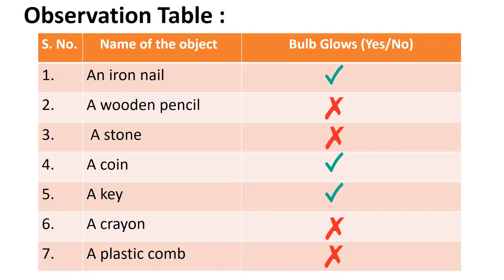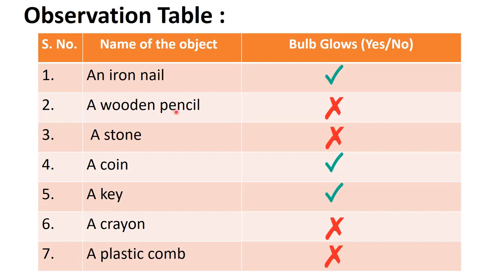Let us now record our observations in a table. Here we have made two columns. In the first one, we have mentioned the names of the objects, whereas in the second, we have noted whether the bulb glows, yes or no. Let's start with object number 1, an iron nail. We'll observe that the bulb glows.